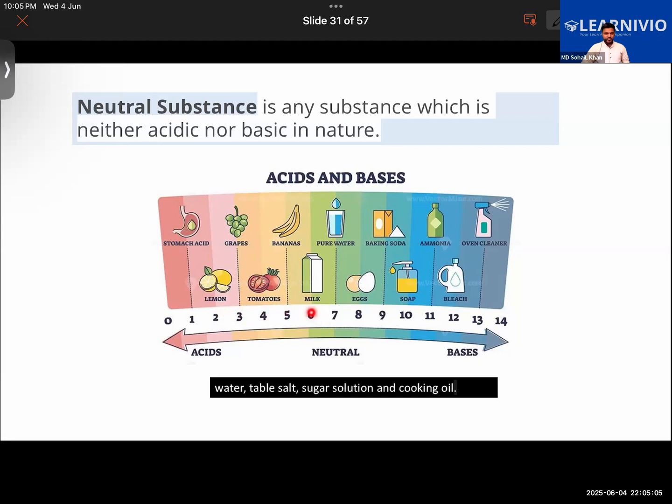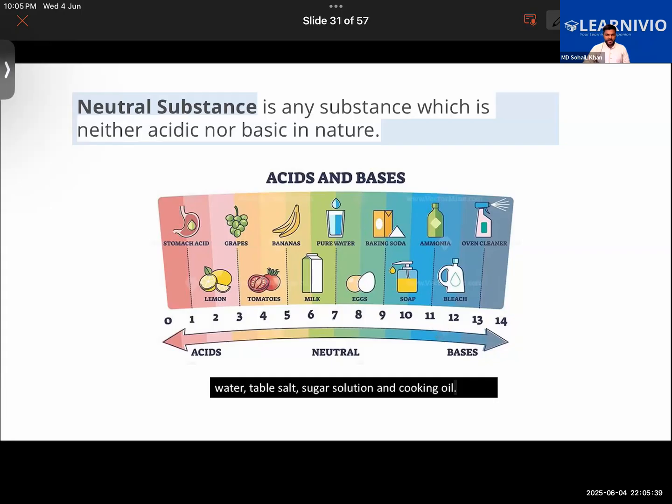Now, the farther you move away from 7, the stronger the acids. If it is 0, 1, 2, 3, they contain strong acids. But tomato, milk, bananas also contain acid, but they are not that strong. You can look here, the stomach acid is very strong, by the way. It has a pH value of 0 to 1. By the way, what is this number? This number represents their pH value.